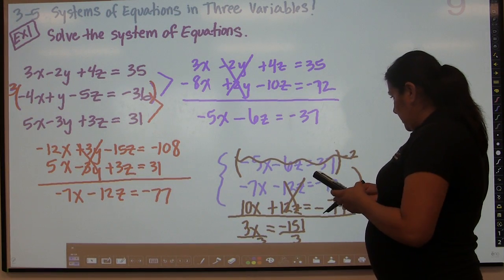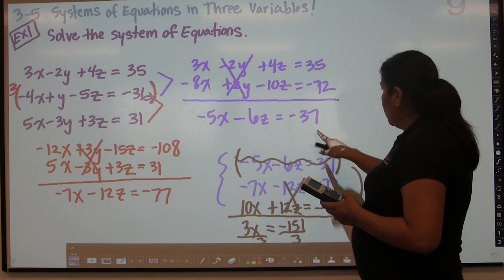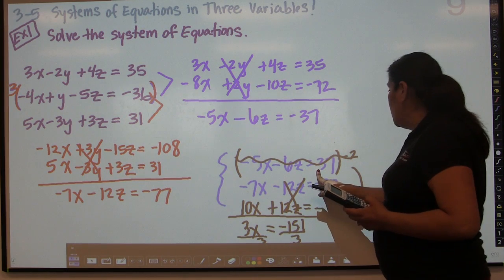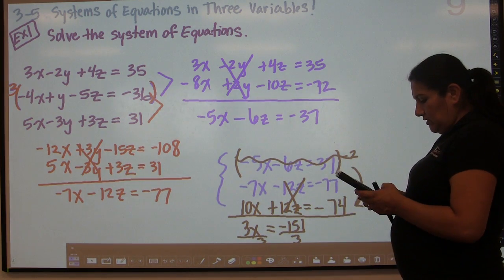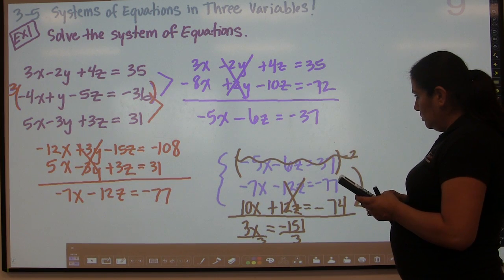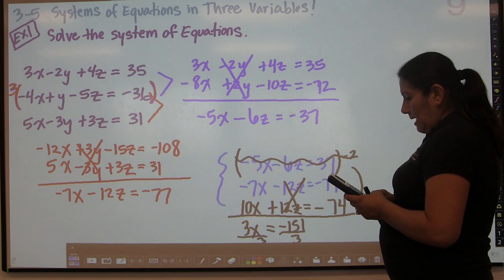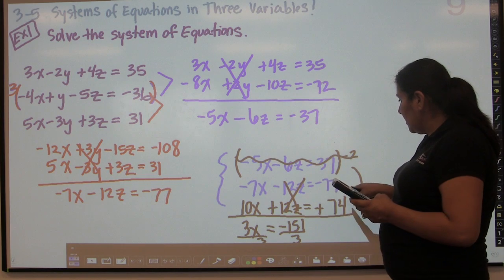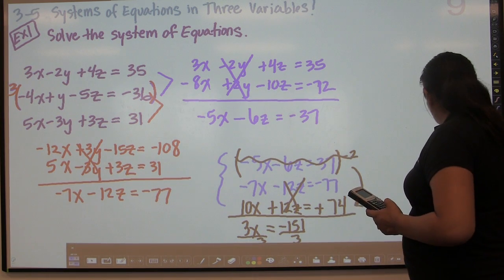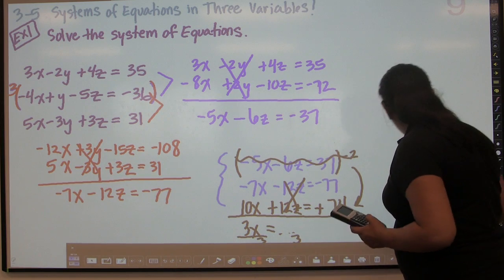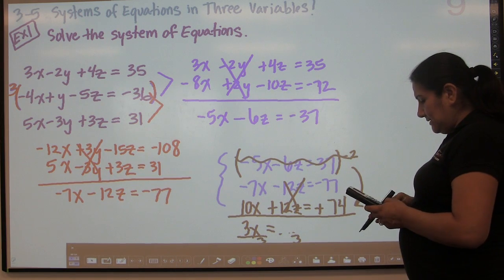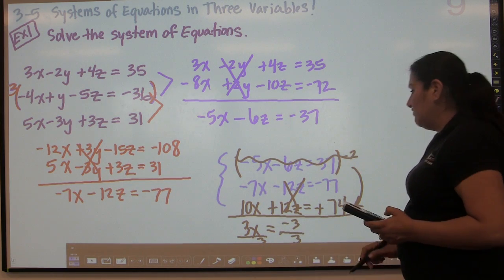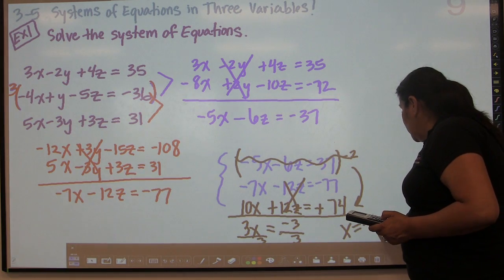I think I just saw my mistake here. Here I wrote negative 5x minus 6z equals negative 37. I'm not exactly sure what I wrote here because I can't see it anymore. But this should be a negative 37 times a negative 2, and that should be positive 74. And I think I had written down negative 74. So that's what went wrong there. I apologize for that. We'll just fix this in here real quick. So actually you have negative 77 plus 74, and that gives you a negative 3, and that sounds more like it. And when you divide by 3, then x equals negative 1.